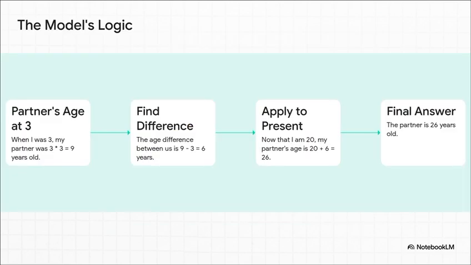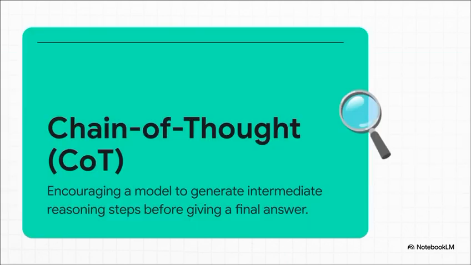And look at what happens. The model doesn't just spit out the answer. It shows its work. It walks through the logic. First, it figures out the partner was 9. Then it correctly calculates the age difference is 6 years. Finally, it applies that constant difference to the current age of 20 and, boom, it arrives at the correct answer, 26.